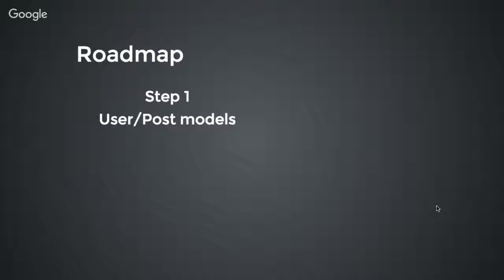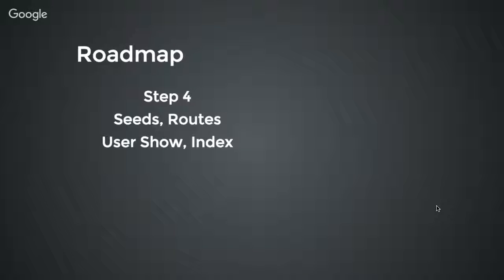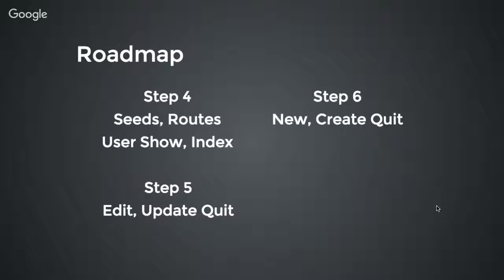So this is what we went over last week within the app. First, we were able to make our user and post models. We were able to do user auth, which is basically recognizing which user is currently logged in. We added validations and associations. And we were able to seed some data and create routes for our controllers, and those routes were the user show and index. Step 5, we were able to edit and update quits, or basically think of your quits as tweets. We're able to update your posts, create posts.